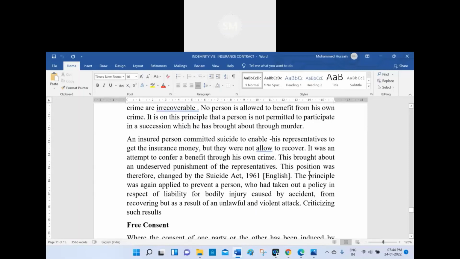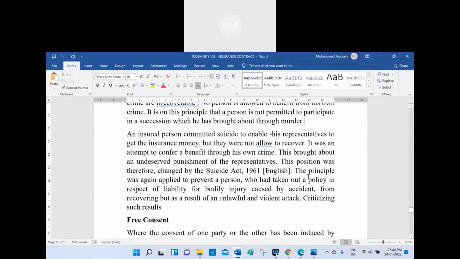Yes, sir. Very good. Where an insured person committed suicide to enable his representative to get the insurance money, they were not allowed to recover. It was an attempt to confer a benefit through his own crime. He brought about the undeserved punishment of the representative. The position was therefore changed by the Suicide Act of 1961.